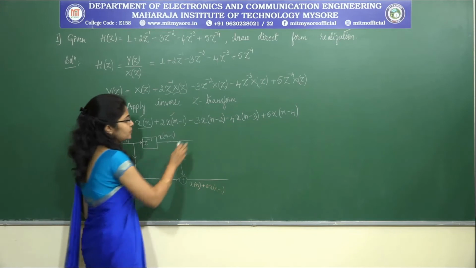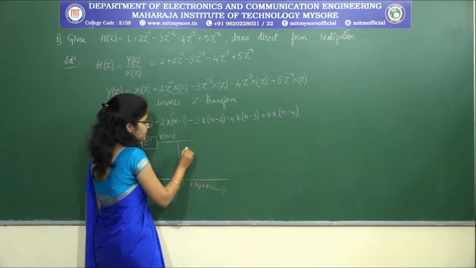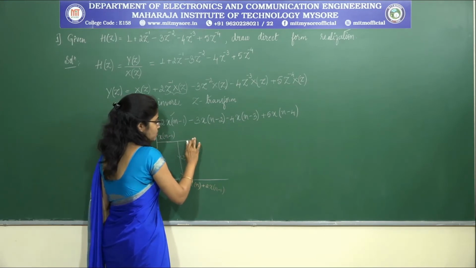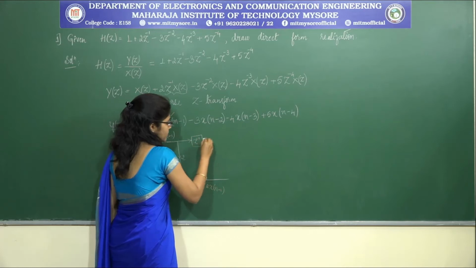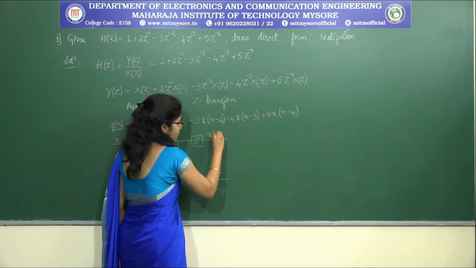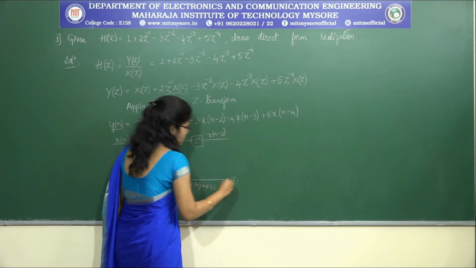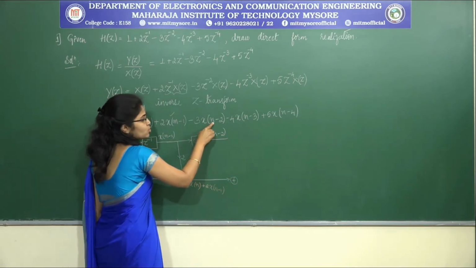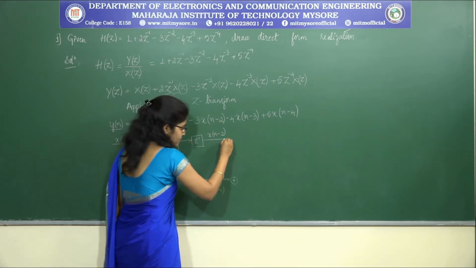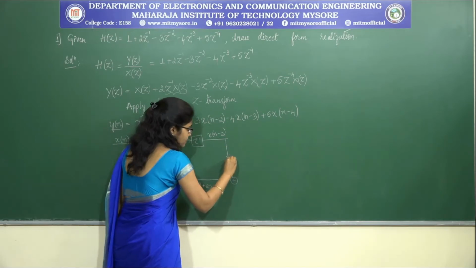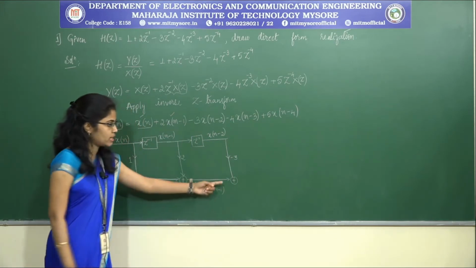Now, moving on to the third term, x(n minus 1) is delayed again. So this has to be delayed once, which gives us x(n minus 2). Here is our summing point. Now x(n minus 2) should be multiplied with minus 3. This has to be multiplied with minus 3 and that should be given to an adder.